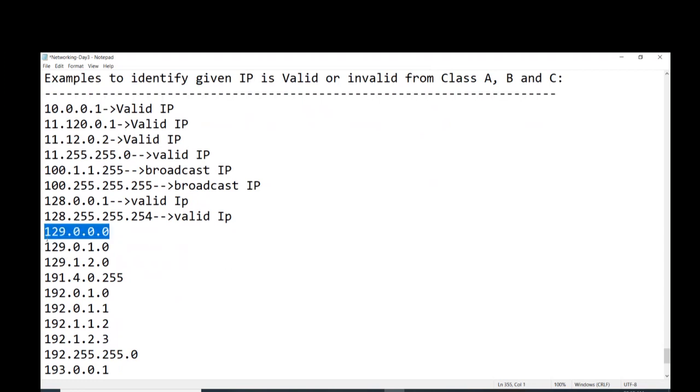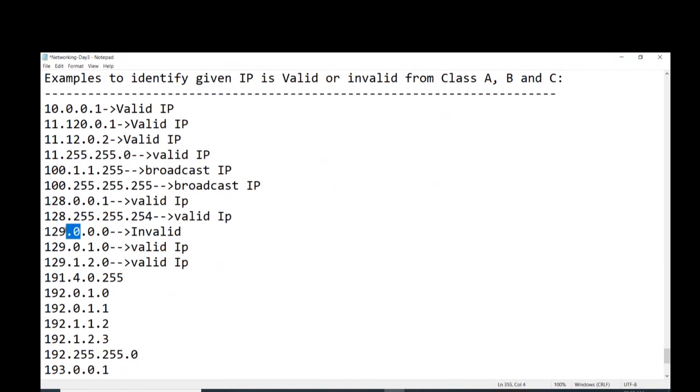Sir, it's invalid, sir. It's invalid. Yeah. What about this? It's valid, sir. Valid. What about this? Valid, sir. Valid. Are all three in the same network? No, sir. First two are in the same network, sir. Third is in a different network, sir.